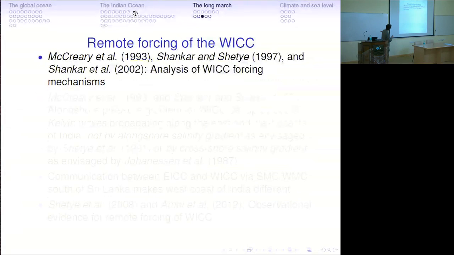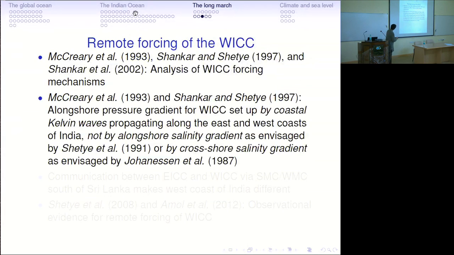Then we were looking at the West India Coastal Current, McCreary, and we had an analysis of West India Coastal Current forcing mechanisms. Now, these two papers, McCreary et al. 93 and our paper in 97, show that the alongshore variability of the West India Coastal Current is actually set up by those coastal currents. Neither of these models has salinity, but they get the current flowing against the wind, propagating along the east and west coast of India, not by an alongshore salinity gradient. That may play a role, but it's only adding to the effect of the Kelvin wave.